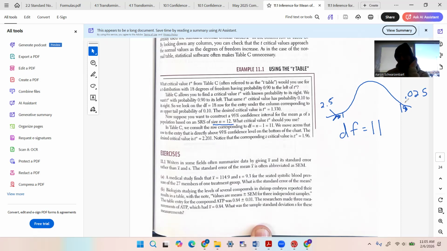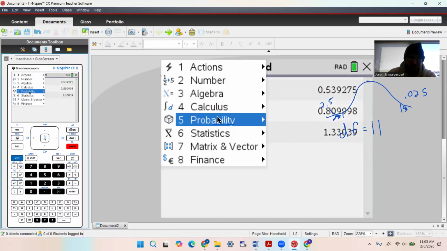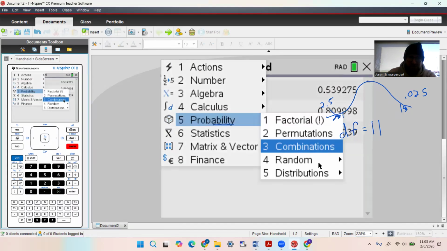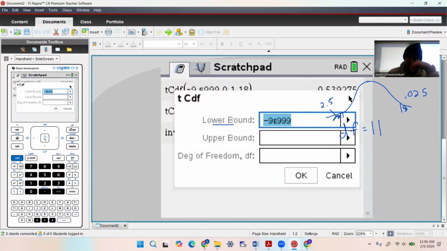So in my t-table, I want to look up this boundary. So I need a 0.25. Actually, we'll do this one on the calculator and then I'll show it to you on the table. So this is an inverse T. Menu, probability, distributions, inverse T. Now that's TCDF.